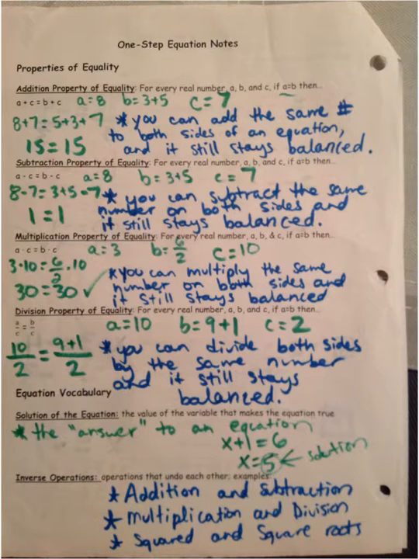Before we actually start learning how to solve one-step equations, we're going to look at a couple of properties of equality. A property is basically a rule that numbers follow. So the first property says the addition property of equality. For every real number a, b, and c, if a equals b, then a plus c equals b plus c.